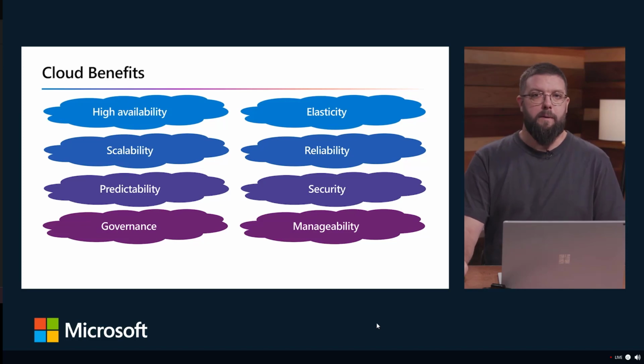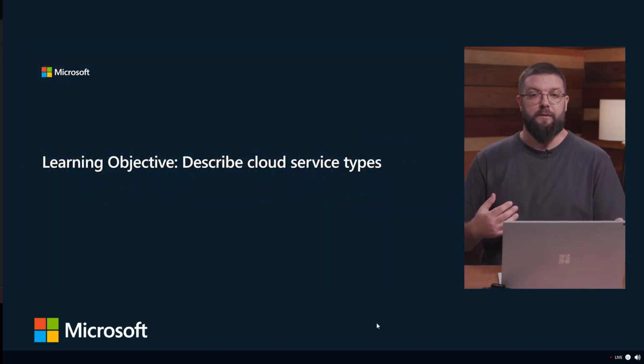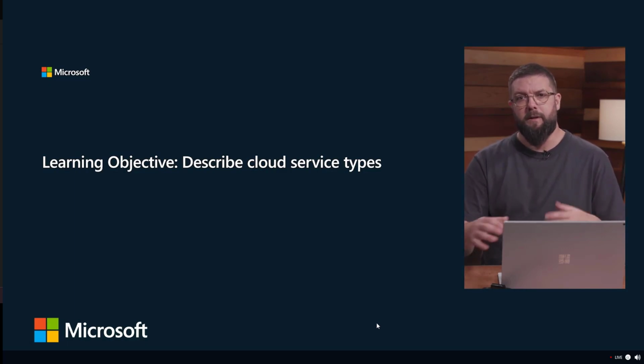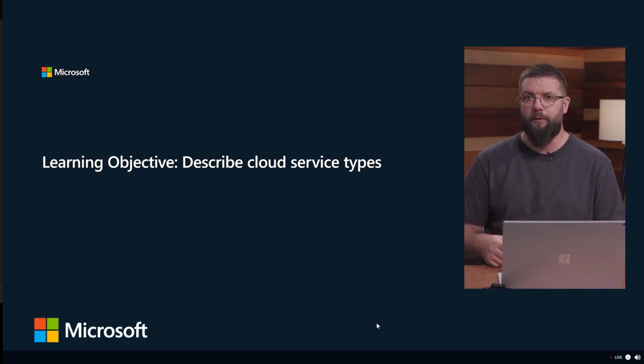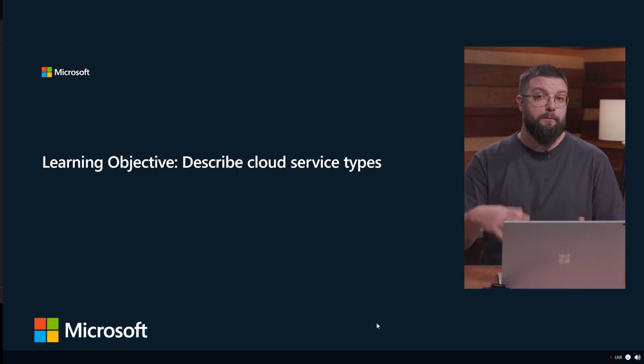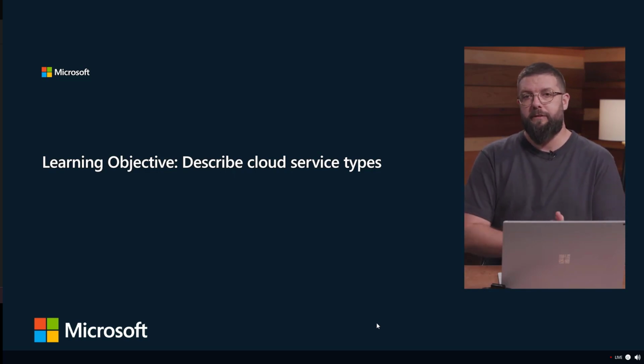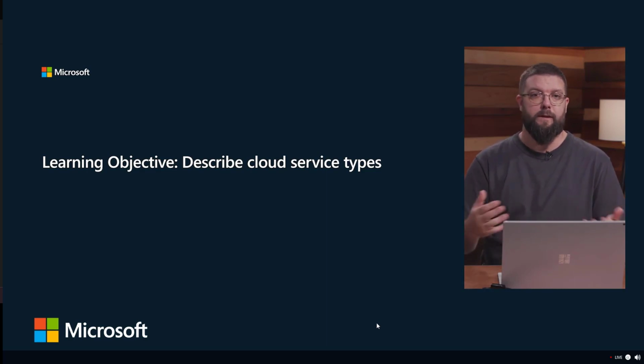All right, so now let's talk about the different cloud service types and share some of the use cases and benefits that align to each of the service types. After completing this learning objective, you should be able to describe infrastructure as a service, or IaaS, platform as a service, or PaaS, and software as a service, which is SaaS. And you should be able to identify appropriate use cases for each of these cloud services.